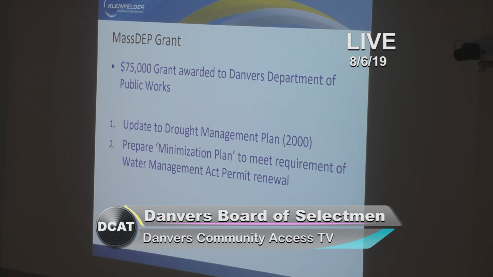The other one was what's called a minimization plan. The drought management plan is not a requirement under the water permit, but this minimization plan is a new requirement under the new permit that's being renewed right now. So I'm going to talk about both briefly in turn.